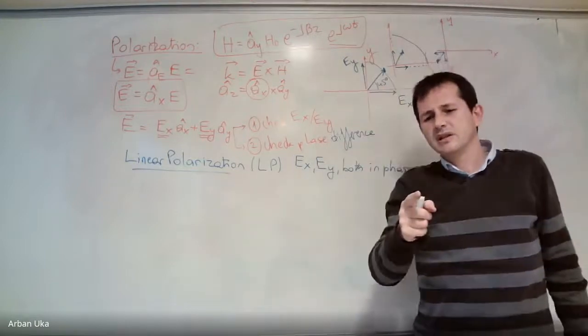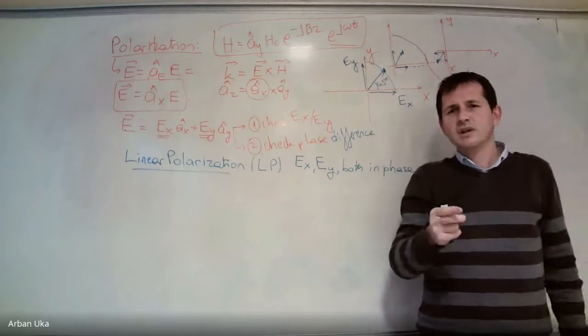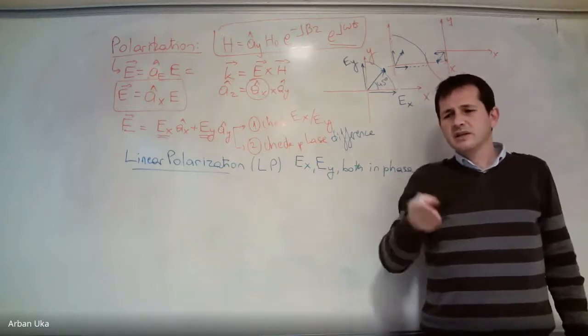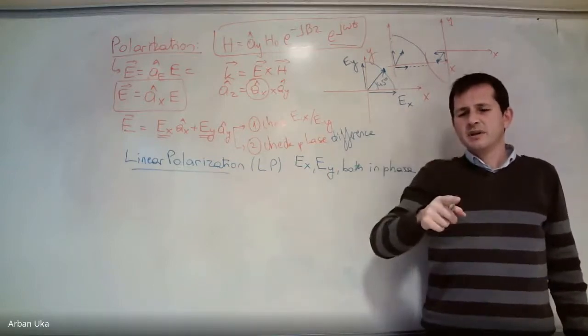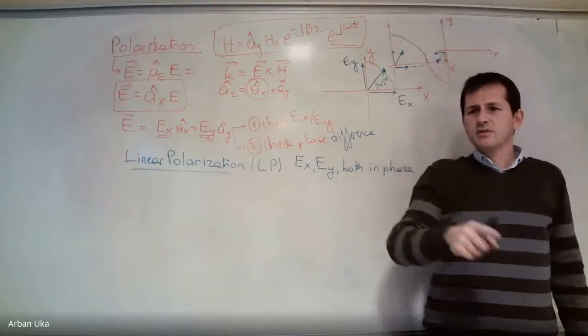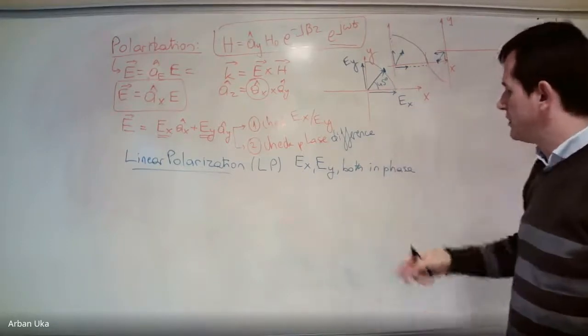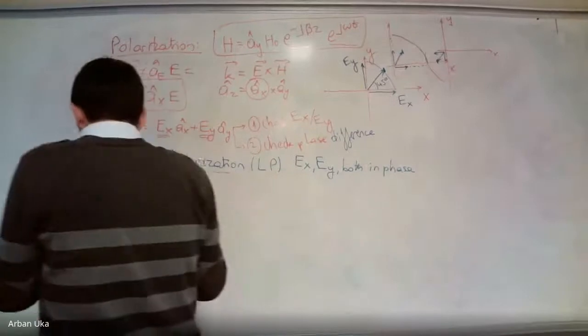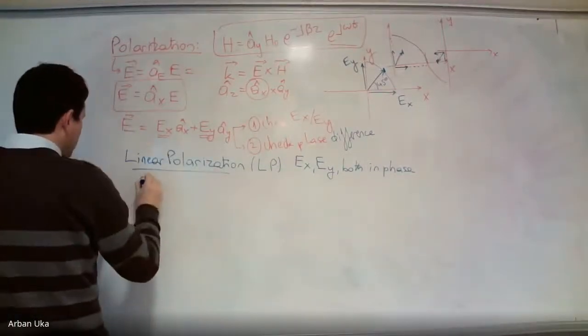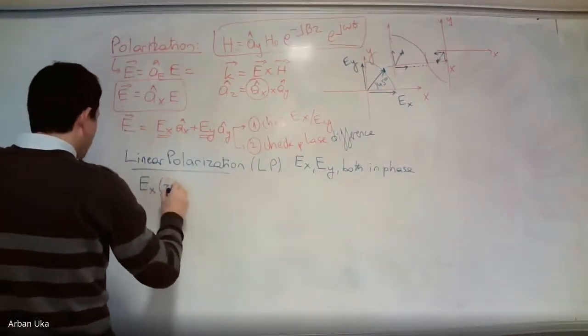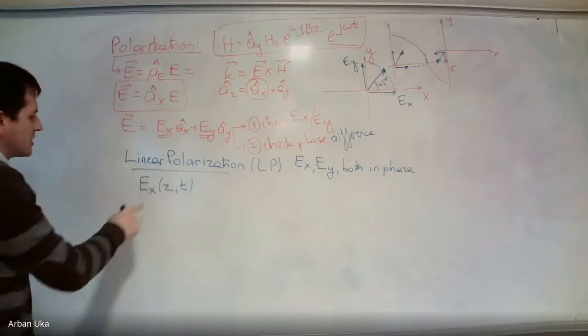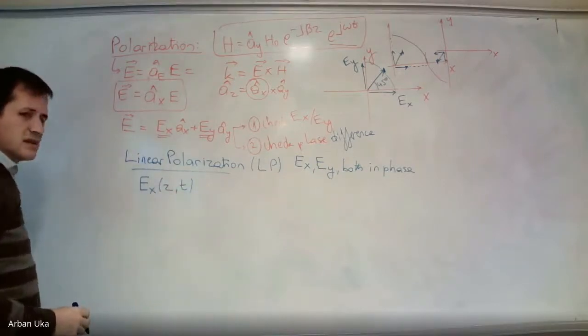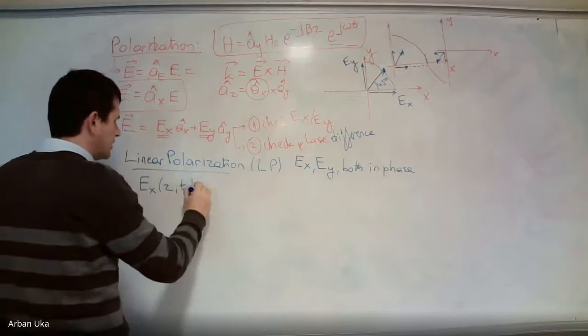Why? Because the electric field vector has a projection on the x-axis and on the y-axis, but they are in phase. So the tip will always follow the similar pattern. In this case, we can write this one as Ex as a function of z and time. So once you see this expression, what is it? This is the instantaneous electric field. So let me write this one.